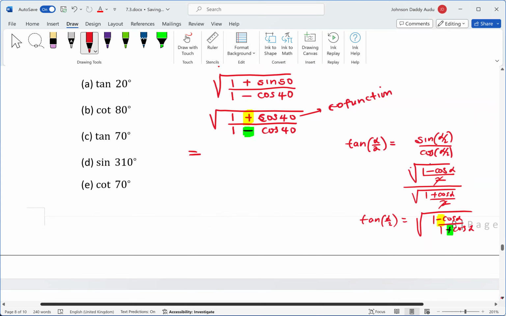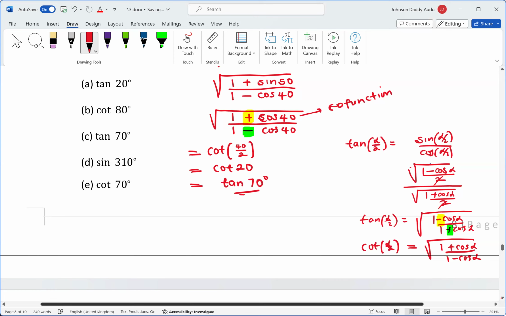We can see this because if this is tan alpha over 2, then cotan alpha over 2 is going to be the reciprocal of this, which will just be 1 plus cosine alpha over 1 minus cosine alpha, right? So the whole of this, I can write as cotan of alpha over 2. But what is that alpha now? It's 40 over 2. And this is nothing but cotan of 20. And cotan of 20 is the same thing as tan of 70. So our answer is going to be C.